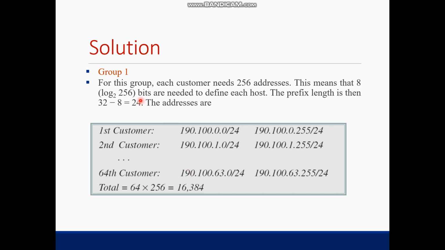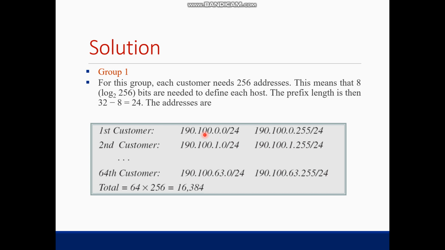For the first group, each customer needs 256 addresses, and log 256 is going to be 8. That means n is going to be 32 minus 8, which is going to be 24. And the first address is going to be starting from the first address, and then we are going to go through the addresses in order to find out the address of each customer.